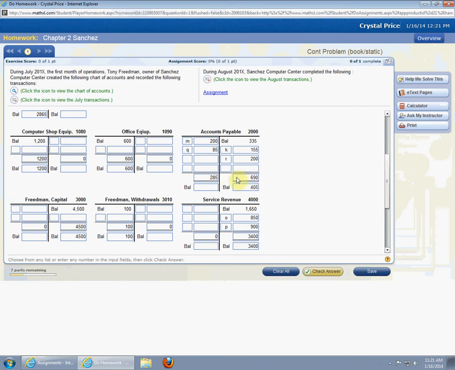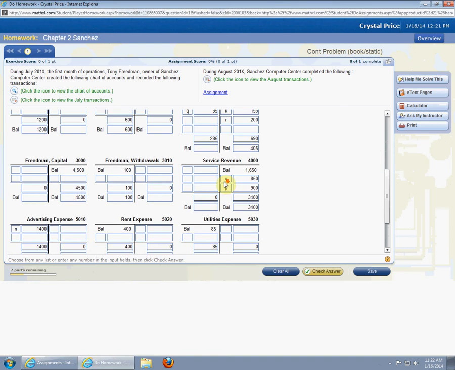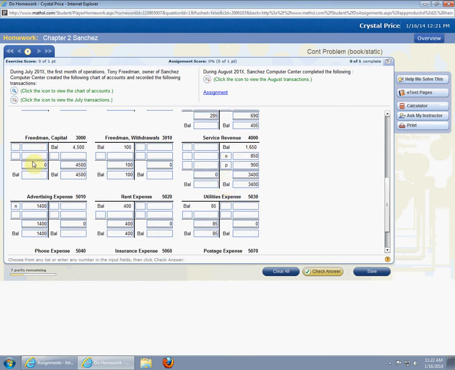But what you're looking at is the balance here and the difference between the two, and then you record it on the larger side. So you just don't think it goes on the credit side. You've got to make sure you make that analysis because sometimes they're not normal. Freeman, we brought down zero, credit side $4,500. It's a capital account, increases on the credit, so we record the balance on the credit, $4,500. We have $100 on the withdrawal, on the debit, on the credit zero, and debit balance of $100.